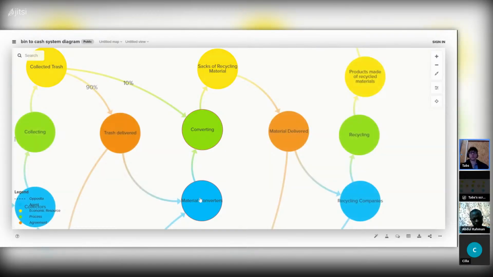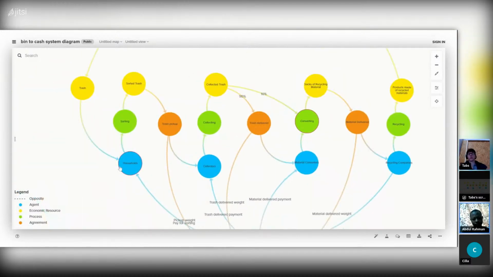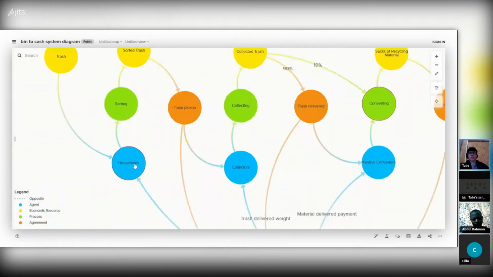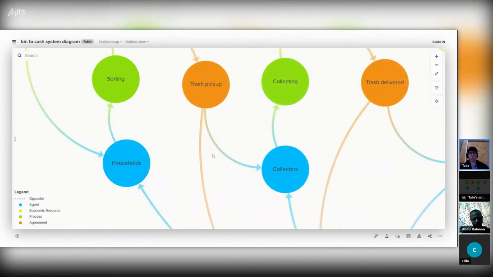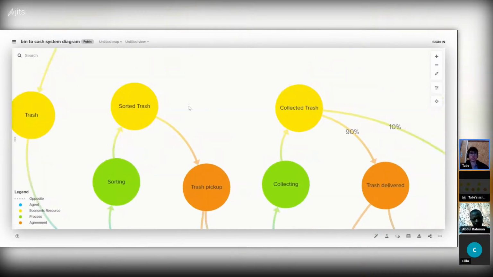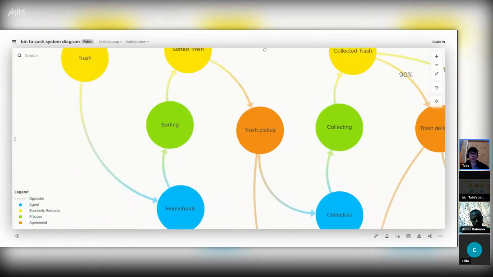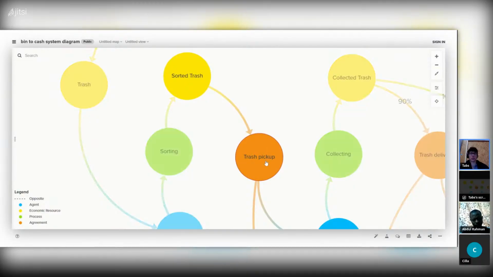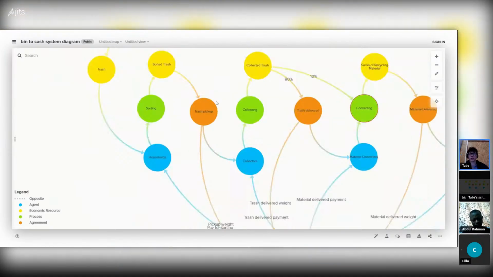Oh, this person. Yeah, so we added the colors. That blue is people or companies, green is a process, yellow is a resource, and then orange is an agreement or an exchange. That's what we would create, a contract. A smart contract. Yeah, exactly.